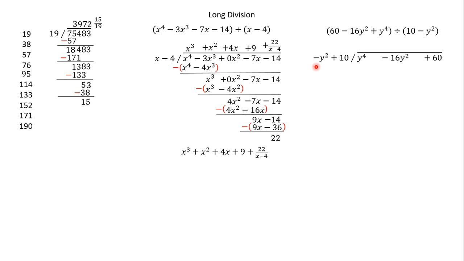Alright, so negative y squared times what equals y to the fourth? We need a negative to make it positive, and y squared times y squared equals y to the fourth. So we have negative y squared. We're going to multiply that.